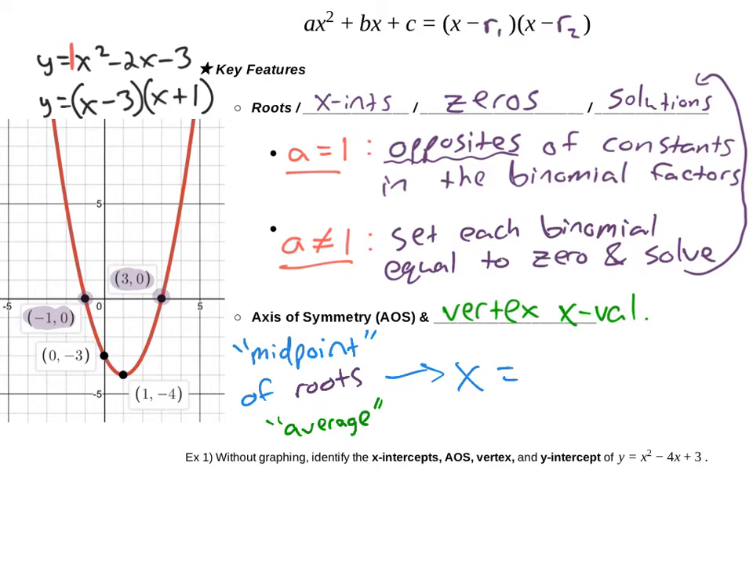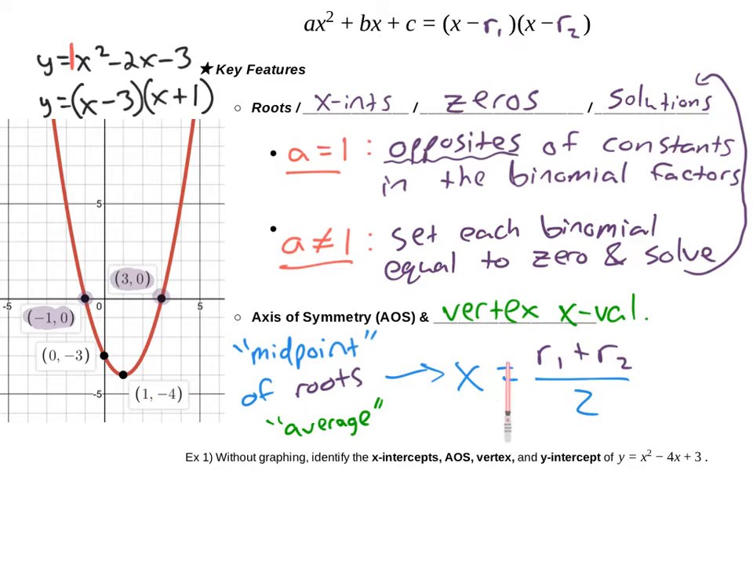So how many roots are there? There's 2 of them. Add them up and then divide by 2. Let's see if that works. -1 plus 3 is what? -1 plus 3 is positive 2. 2 divided by 2 puts us right there at 1, right in the middle.